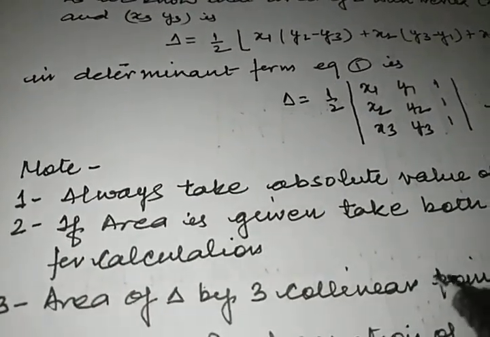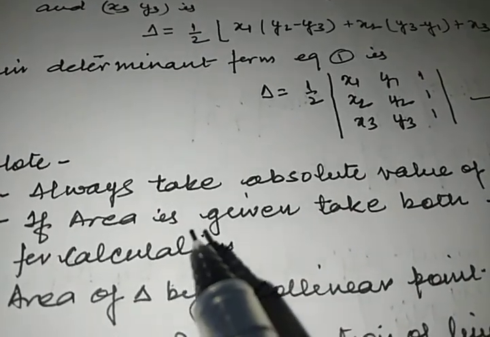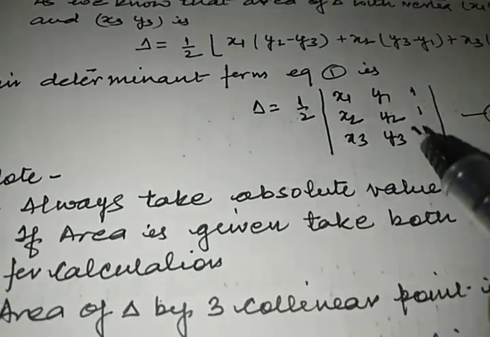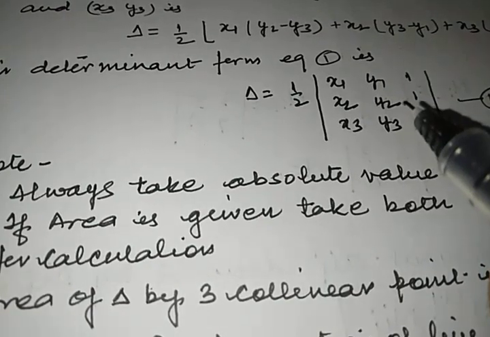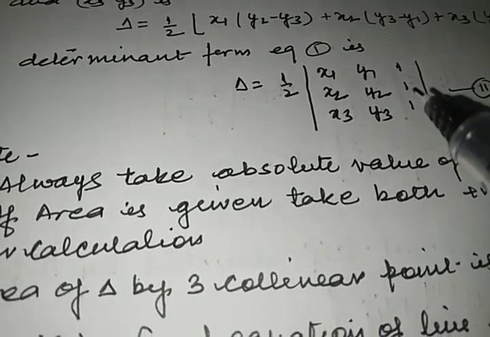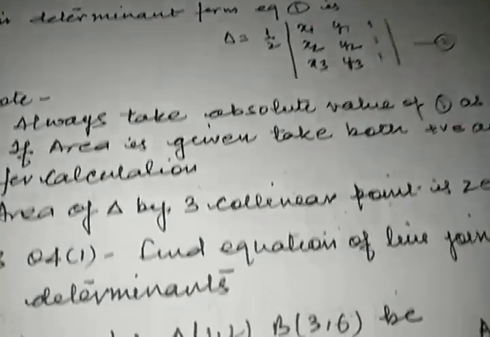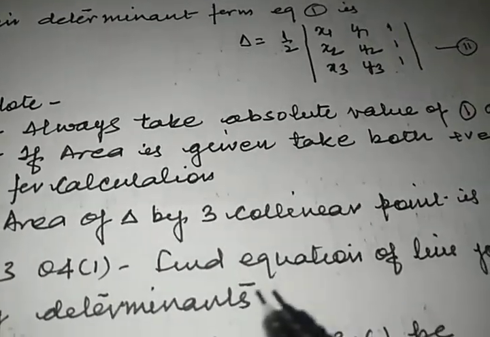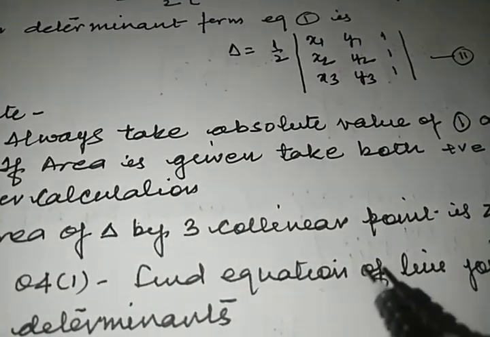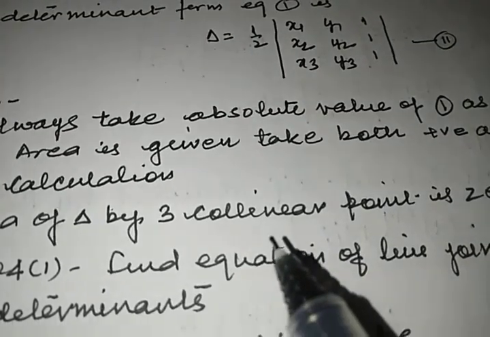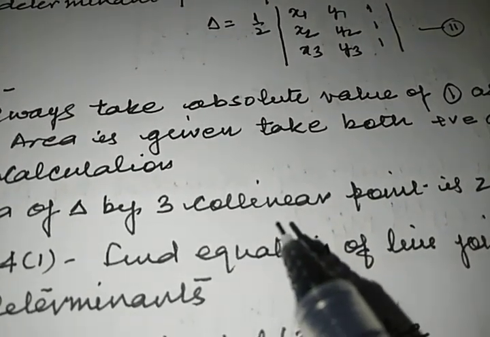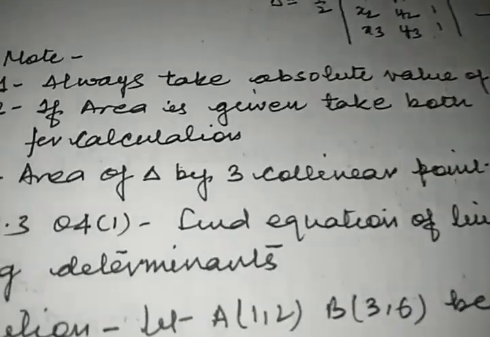And in case the area is already given, then you have to take both plus and minus sign for the consideration. If area is given, then only. And for the area of determinant of 3 collinear points, if the points are collinear, then no triangle will be formed, so area will be automatically 0. So this you have to remember.